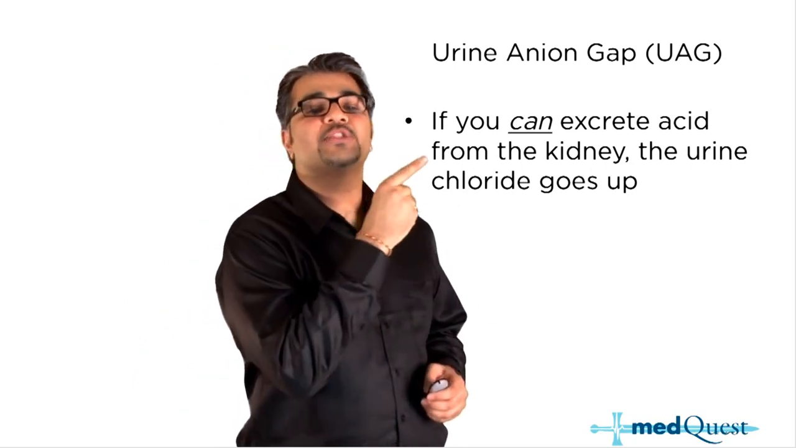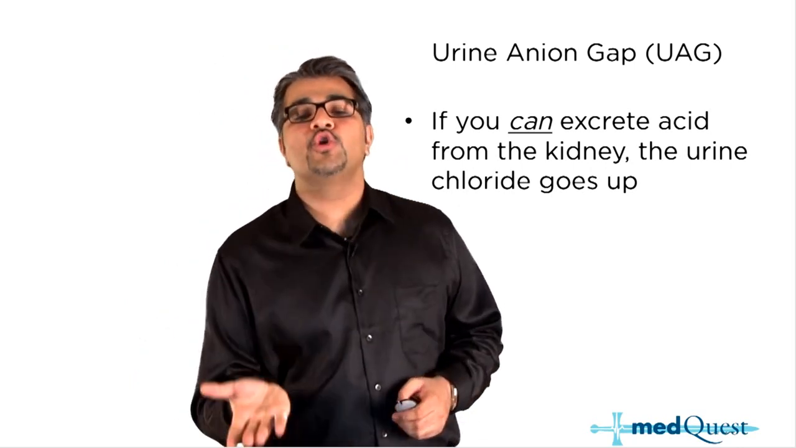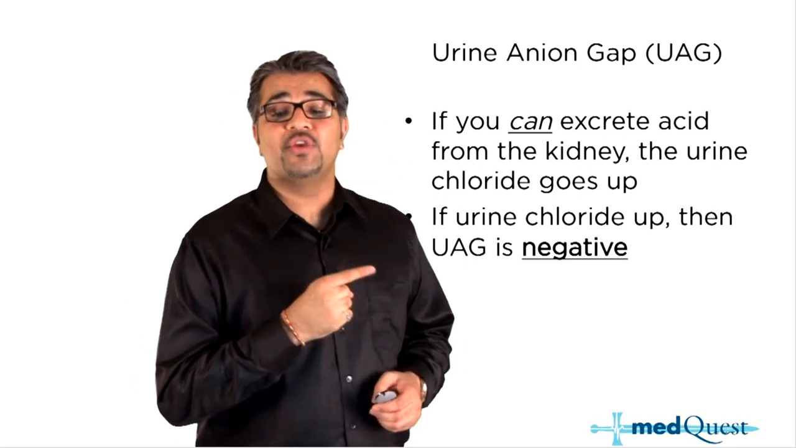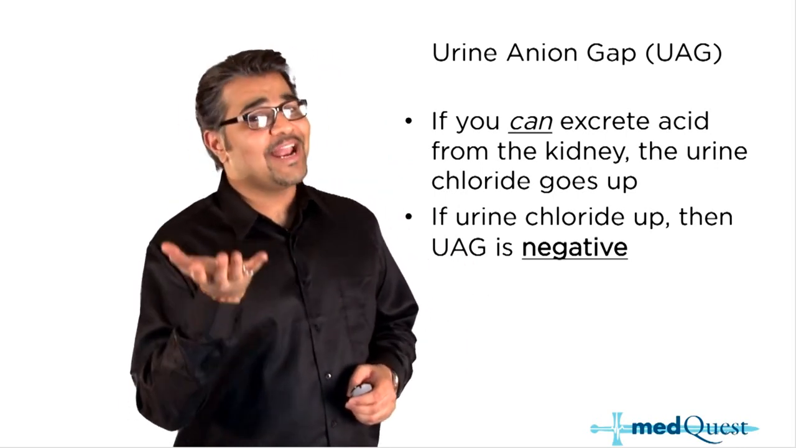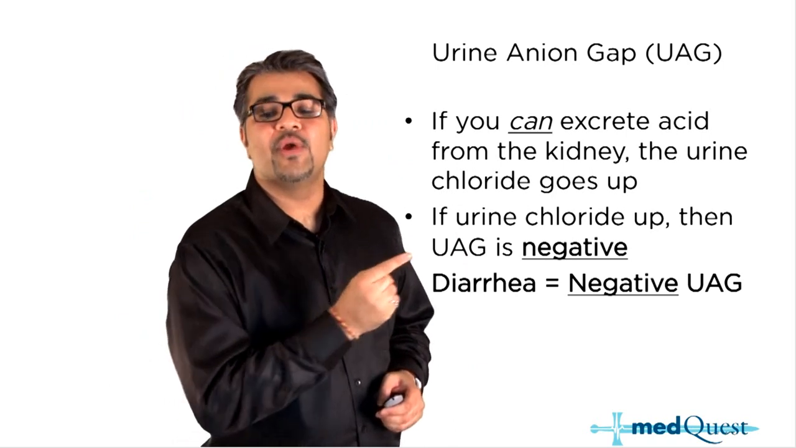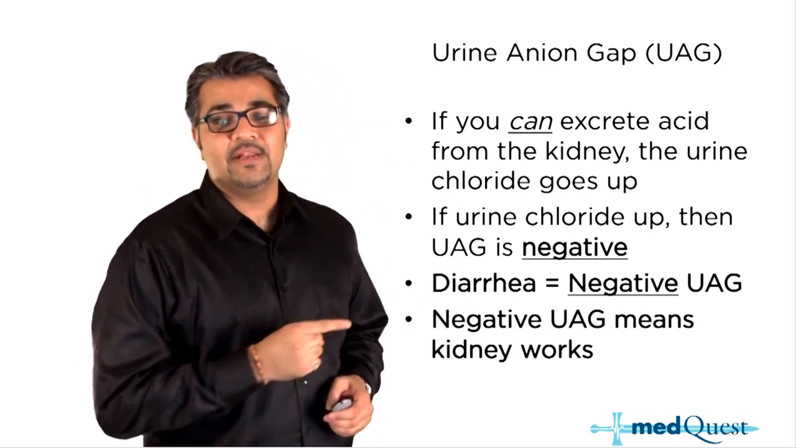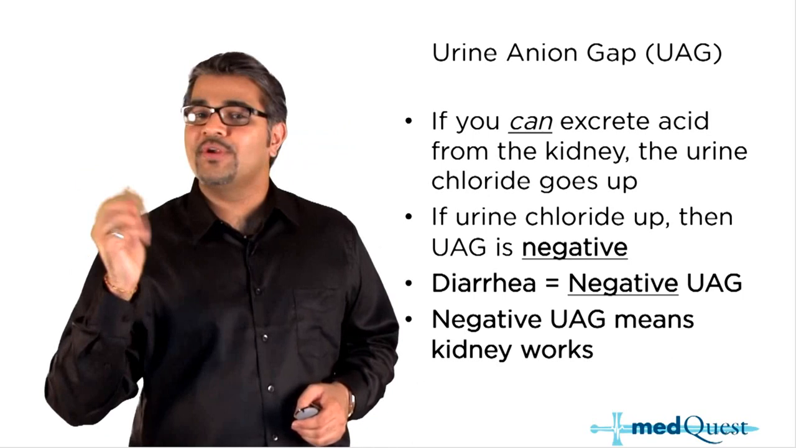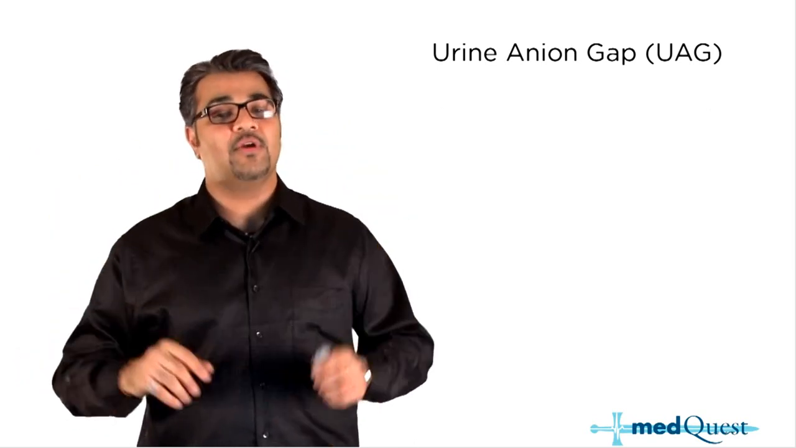So if you can't excrete the acid from the kidney, the urine chloride is going to go up. If the urine chloride goes up, your urine anion gap is going to be negative. However, in diarrhea, you have a negative urine anion gap. A negative urine anion gap means your kidneys are working. Therefore, you don't have an RTA.